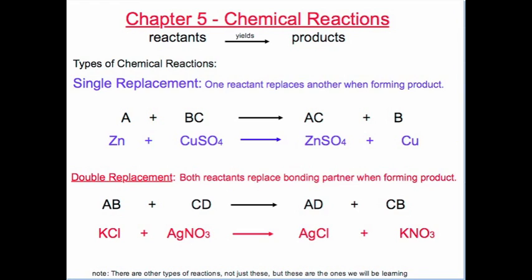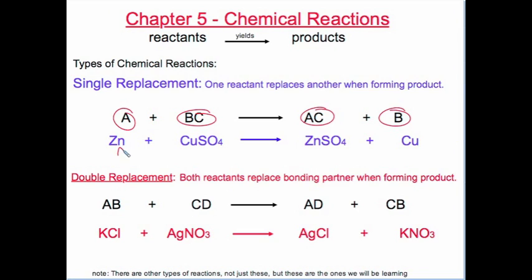The third type of chemical reaction is called a single replacement. In this reaction, one reactant replaces another when forming the product. The basic structure is A plus BC yields AC plus B. So a real example has zinc plus copper sulfate yields zinc sulfate plus copper.